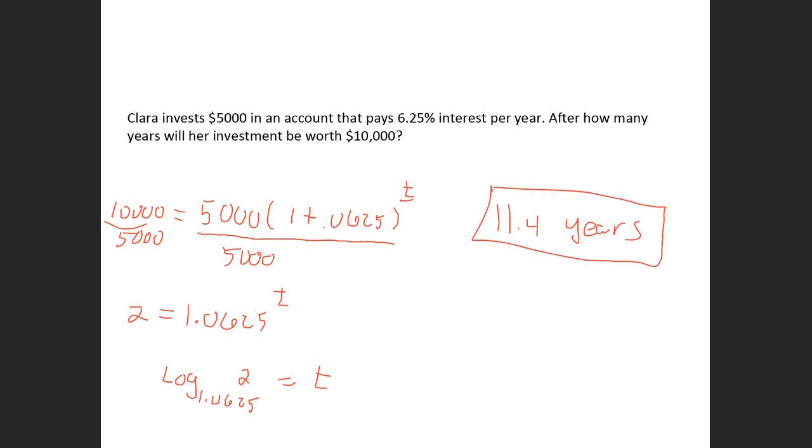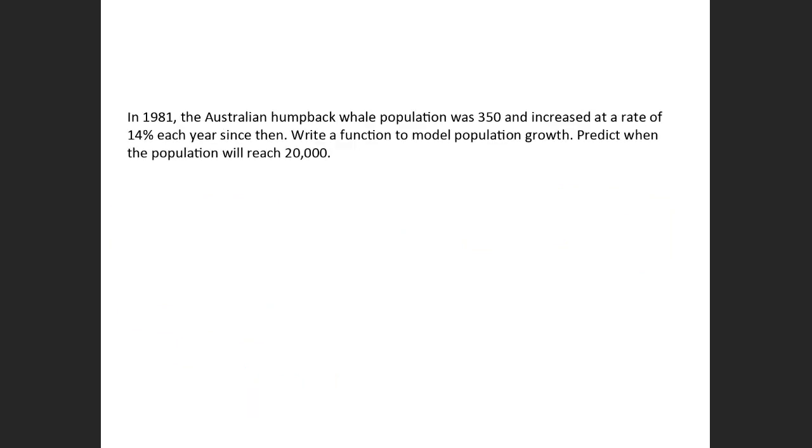Okay, kind of cool. You have to be able to set the problem up and then use the skills from last week to solve the problem. All right, let's try another one. In 1981, the Australian humpback whale population was 350, and has increased at a rate of 14% each year since then. Write a function to model the population growth. Predict when the population will reach 20,000.